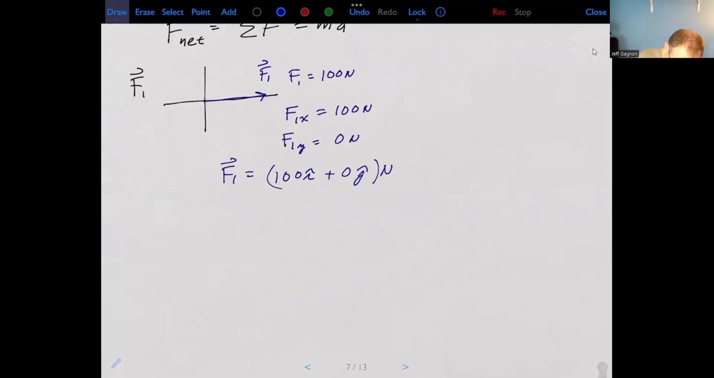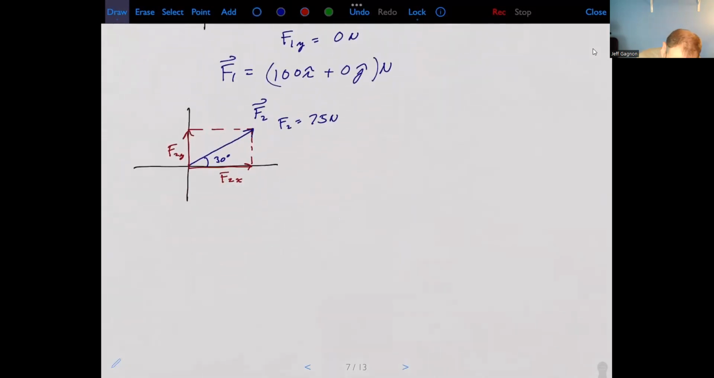Okay, what about F2? So F2 is going to be 75 newtons. So let me draw at 30 degrees, right? So this is F2. The magnitude of F2 is 75 newtons. And then this angle here is 30 degrees. So I need to find the components, right? I need to find the x component, F2x, and then the y component, F2y. It's a little bit more work than I had to do for F1.